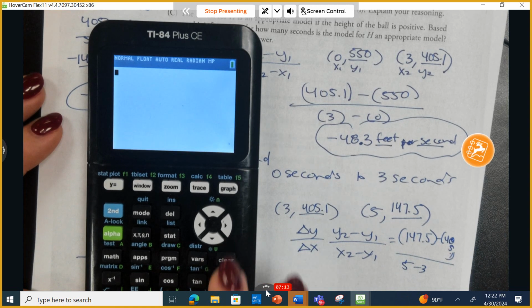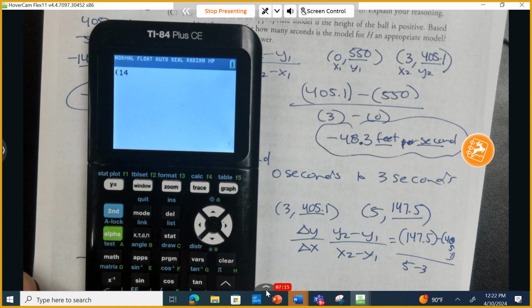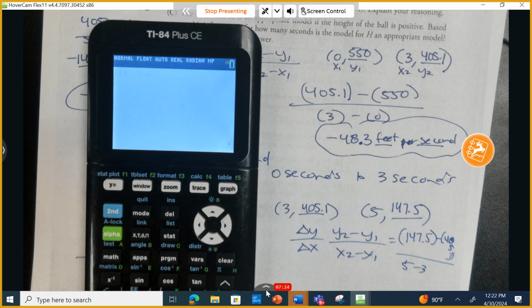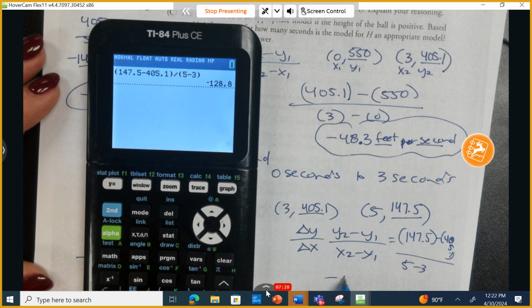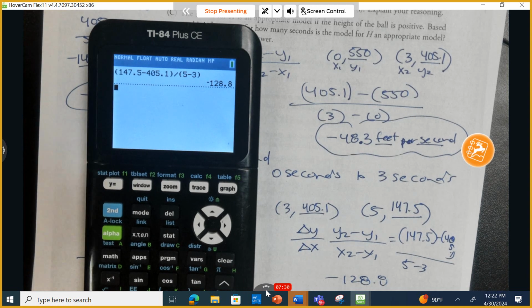So I'm coming back here and going 147.5 subtract 405.1, and then I'm dividing that by 5 minus 3, and here is my answer. Did I type in something wrong? Can you guys see if you agree with me, please? I thought that may look a little different from this morning. Can you check with me really quick to see if you agree with that? I got the same thing.